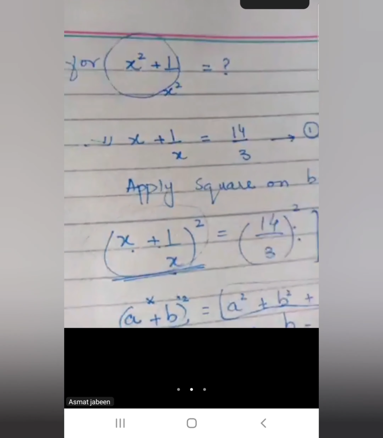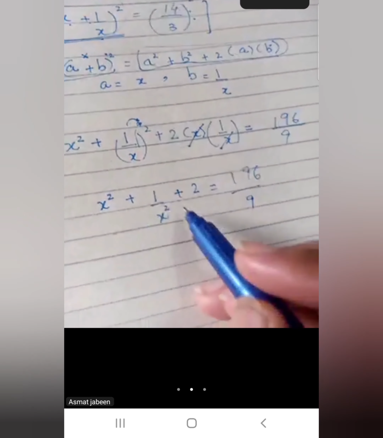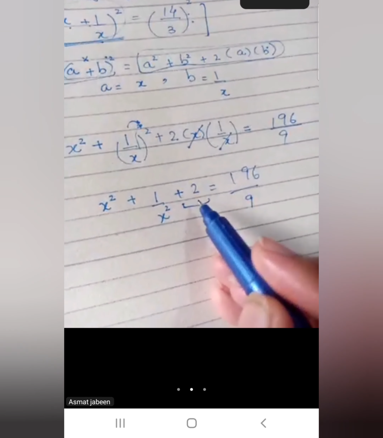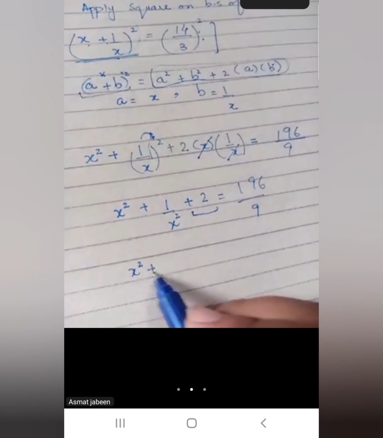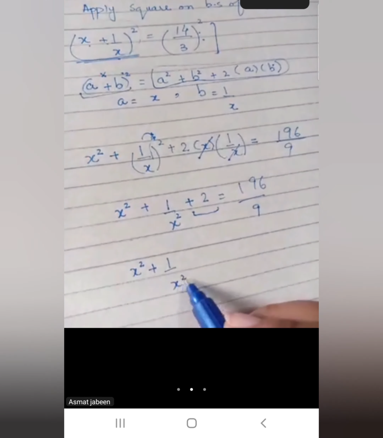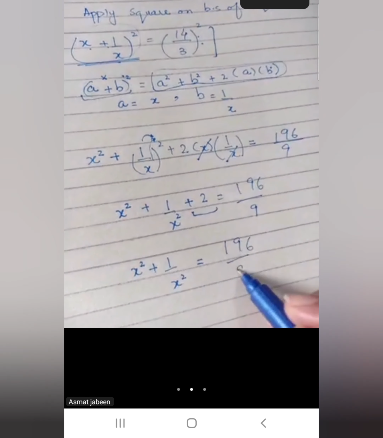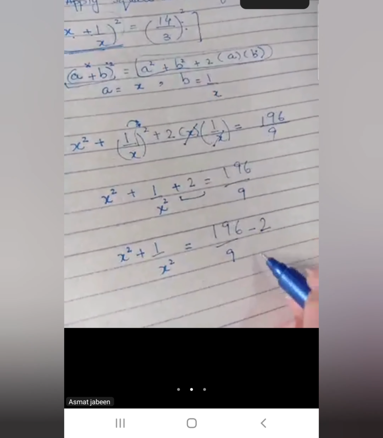But actually, what was the term that we have to evaluate? We have to evaluate the value of x square plus 1 by x square. But here we are having x square plus 1 by x square plus 2. This 2 is extra here. Shift it towards the right side so we can get the value of x square plus 1 by x square. It was plus 2. When we shift it towards the right side, it will be minus 2.